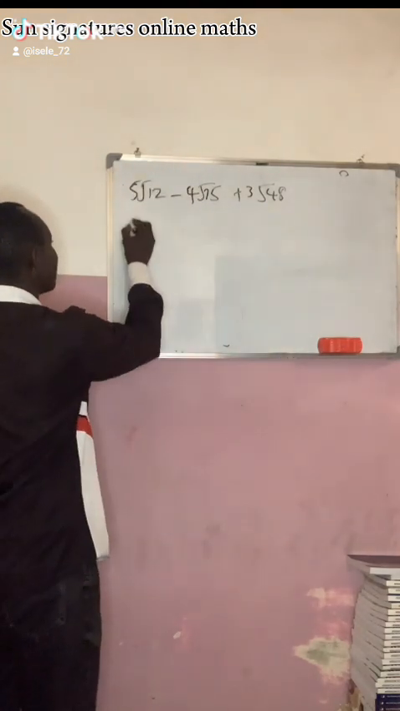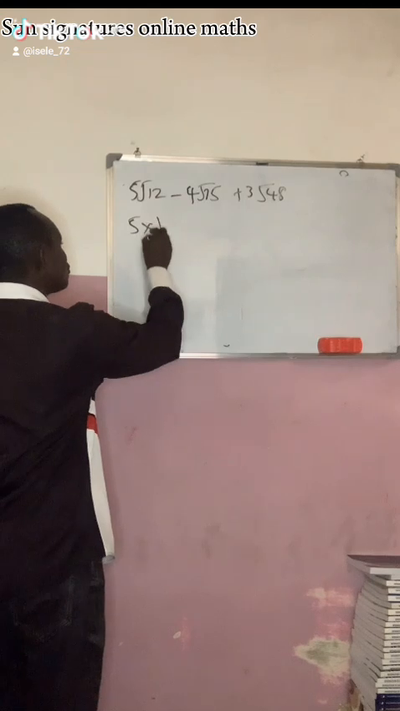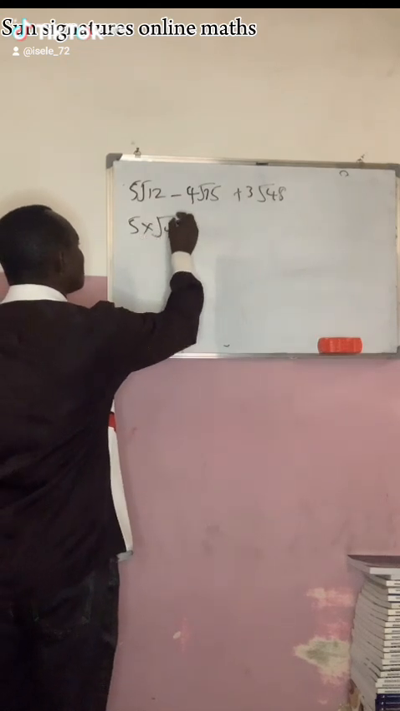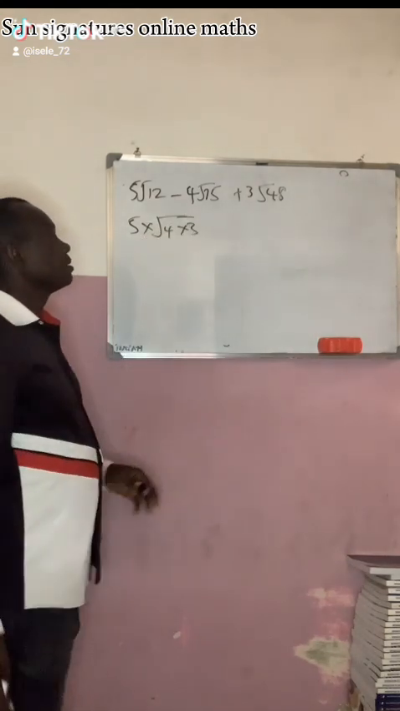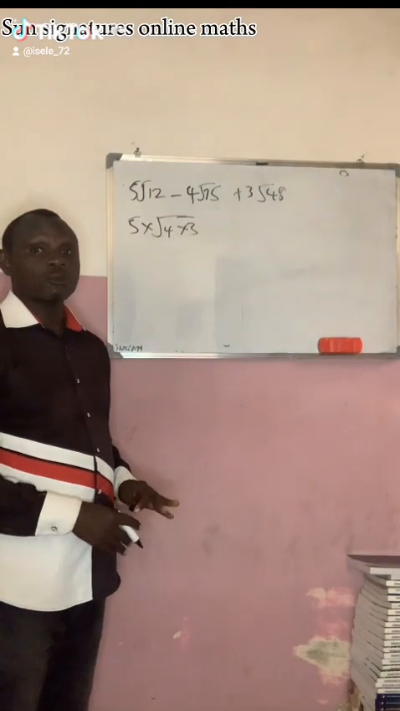So I can write 12 as 5 times the square root of 4 times 3. 4 times 3 is 12. So I'm done with that.